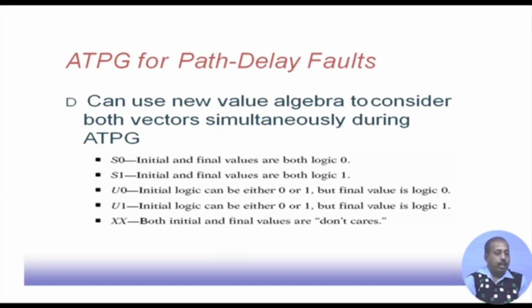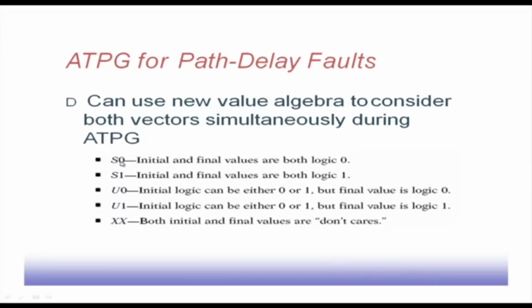Now, for ATPG for path delay faults, how do we generate tests for these faults? We can use some algebra. This algebra consists of several new symbols, like S0. For S0 we say that the initial and final values are both logic 0. Basically, we are talking about two vectors. The first vector is the exciting vector and the second vector is the launch and capture vector.